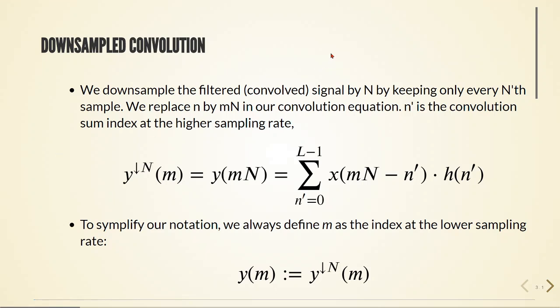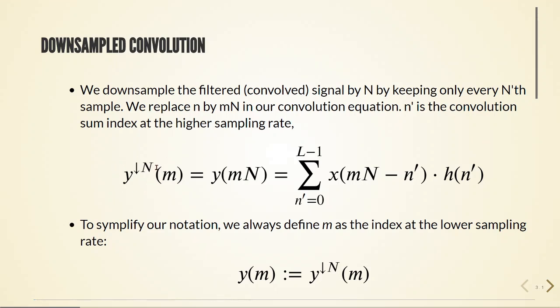It's very common to see filter banks with downsampling and upsampling. So here we will take a look at the downsampled convolution. We downsample the convolved signal by N by keeping only every Nth sample. Then we replace our small n by m times capital N in our convolution equation. So n prime now is the convolution sum index at the higher sampling rate.